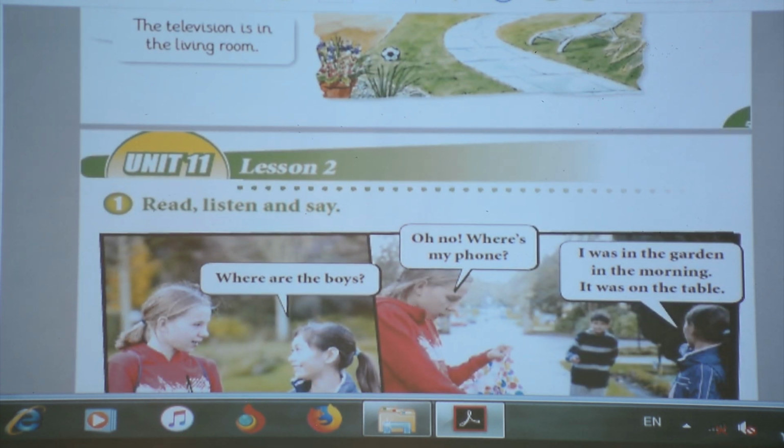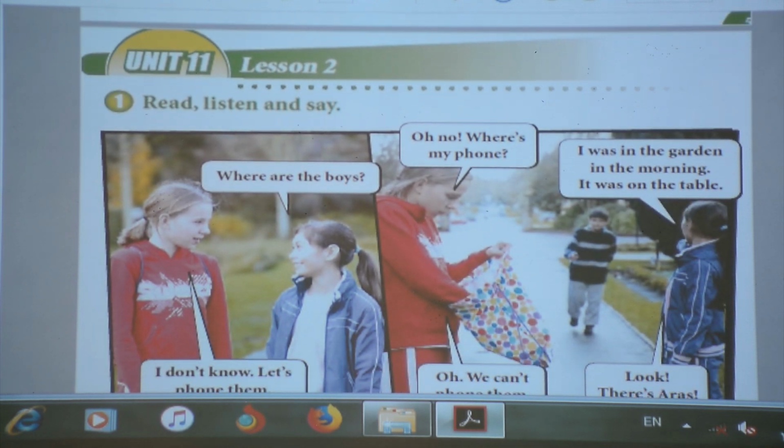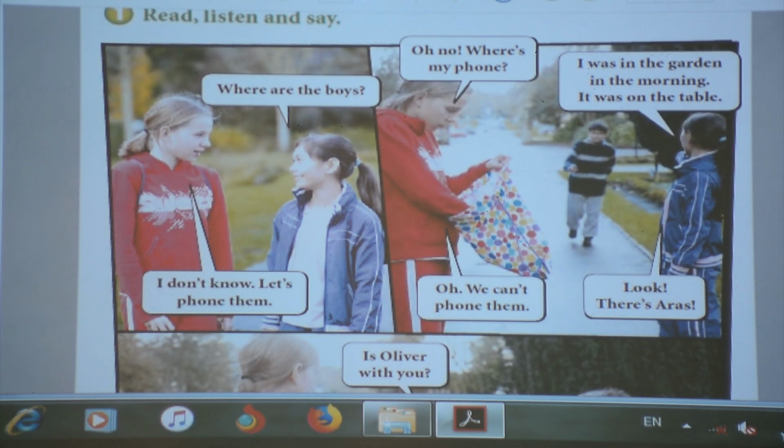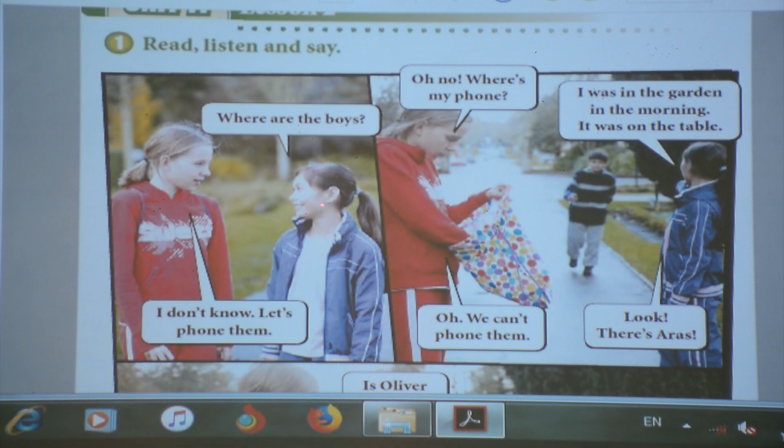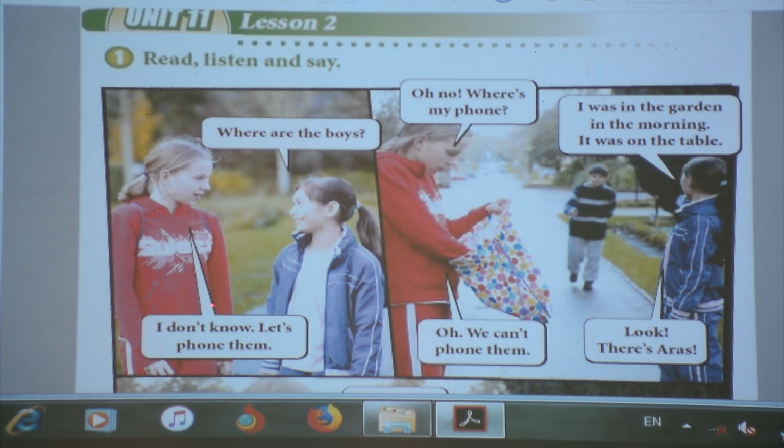Unit 11, lesson 2. And we have another conversation between girls and a boy. She said, where are the boys? She answered, I don't know. Let's phone them. If you look at the second picture: Oh no, where's my phone? Oh, we can't phone them. And she said, I was in the garden. In the morning, it was on the table. Look, there's Aras.